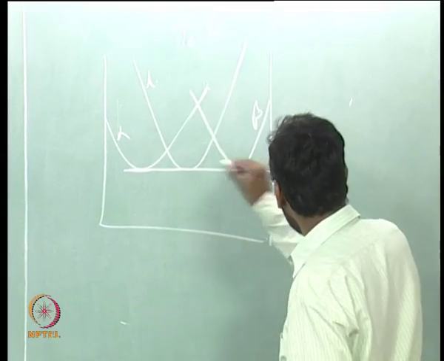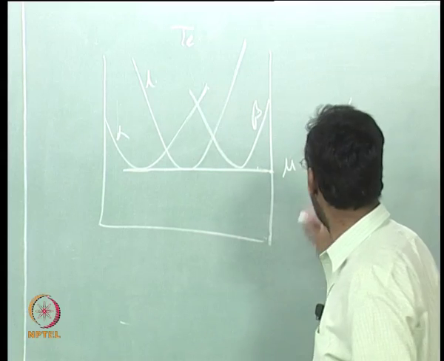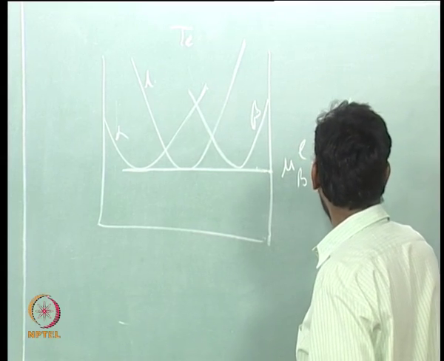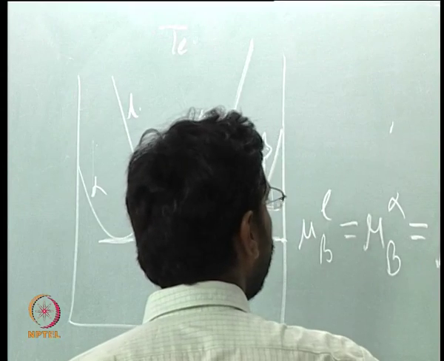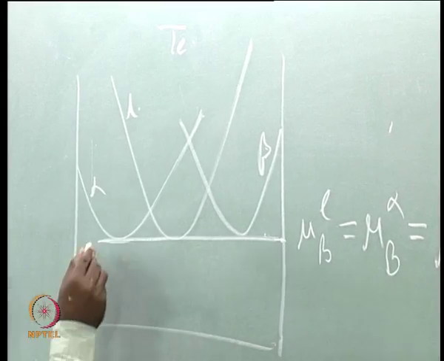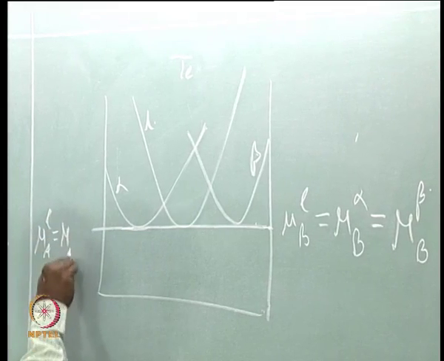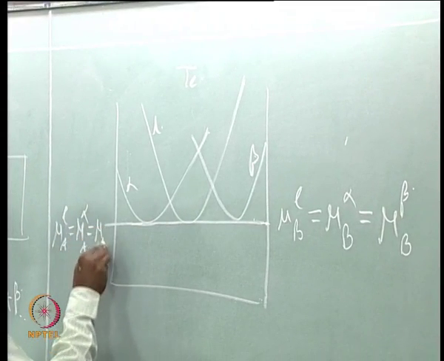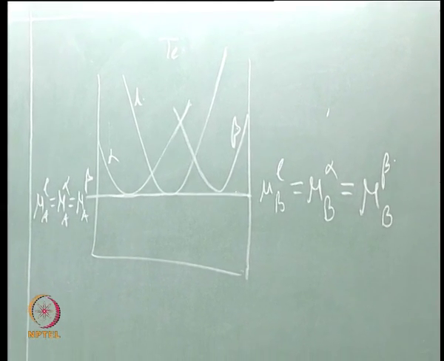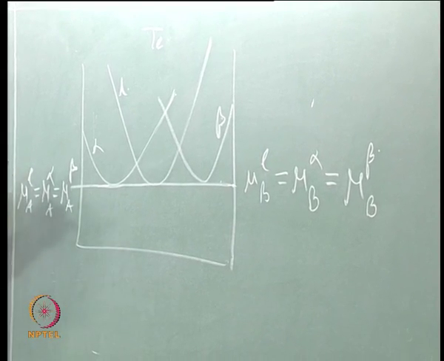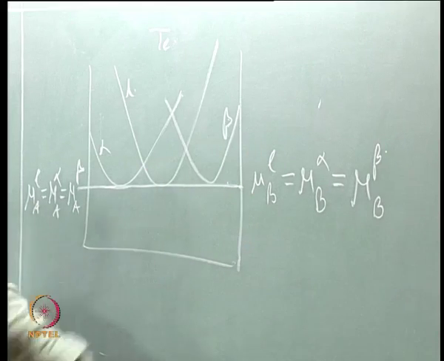It means that wherever this tangent intersects on the y axis, I can say mu of B in liquid is equal to mu of B in alpha is equal to mu of B in beta. Similarly, on this side, mu of A in liquid is equal to mu of A in alpha is equal to mu of A in beta. That is the definition of equilibrium here. The chemical potential of A in alpha, beta and liquid are all equal. Similarly, the chemical potential of B in all three phases is equal.